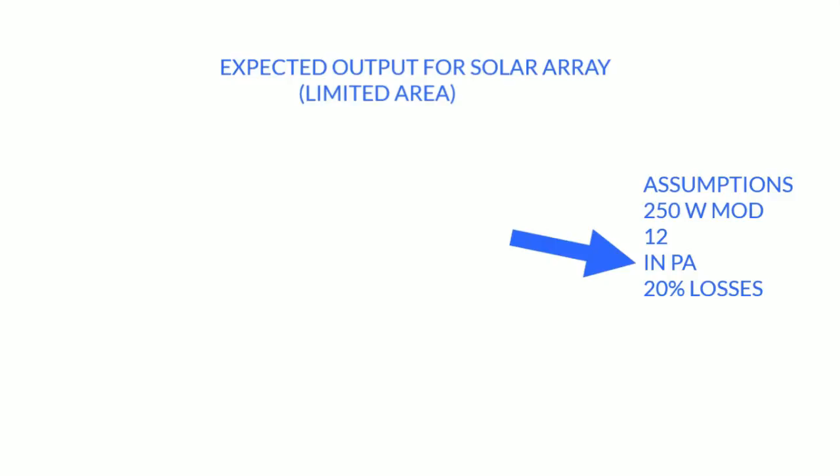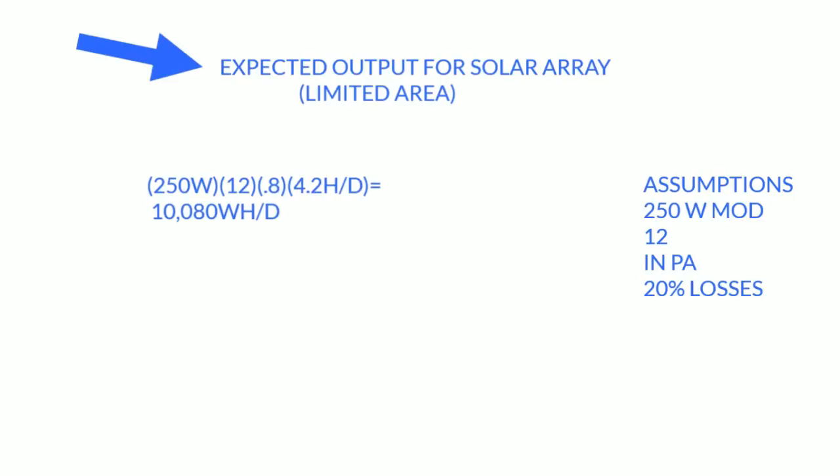And then we have 20% losses. It's a pretty easy standard figure to use, and we'll show you why. Those losses can be for a lot of different reasons. Anytime any electrical components are connected together, you're going to have a little bit of a loss. Anytime you use an inverter, you're going to have a little bit of a loss. The modules have a little bit of a loss. They might be a little dirty. You just want to account for that in your calculations.